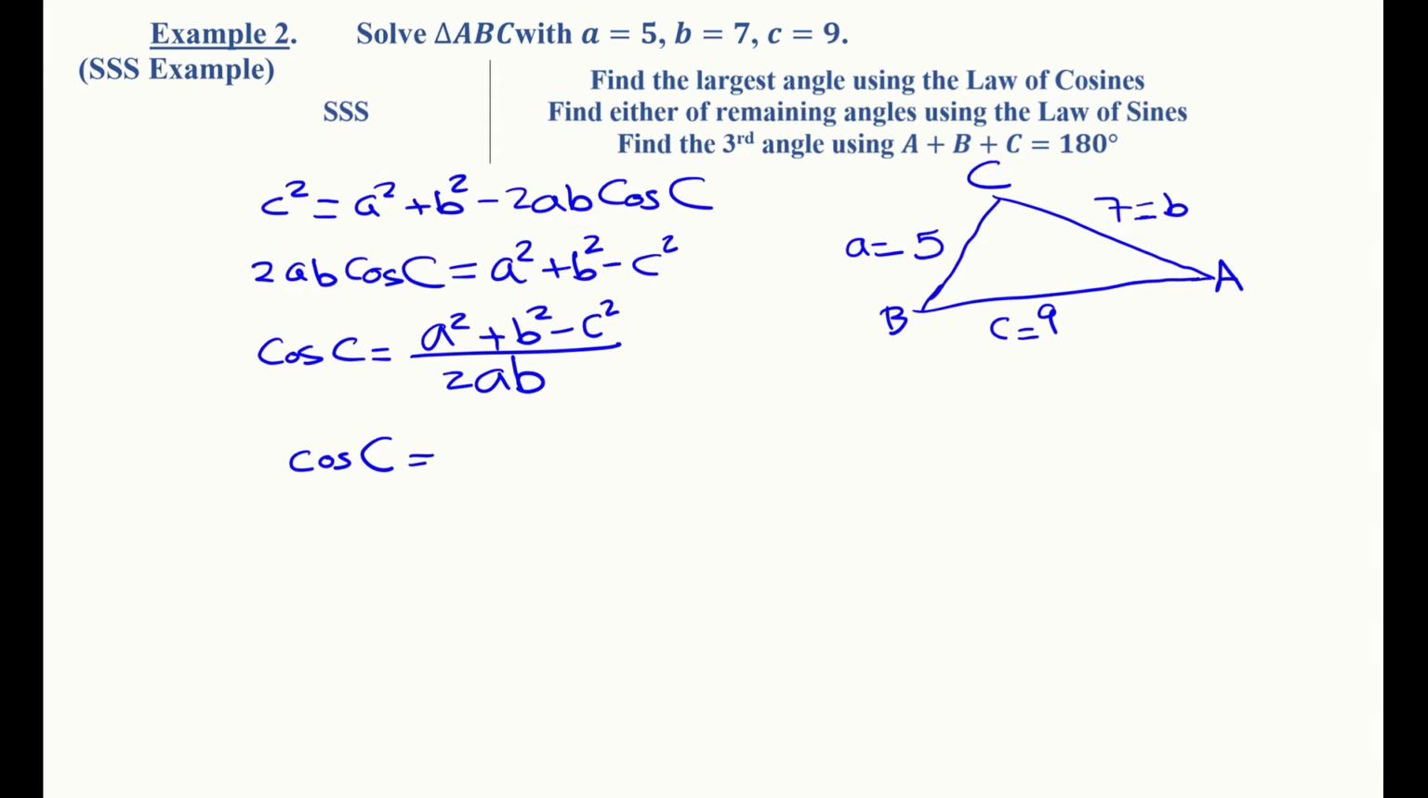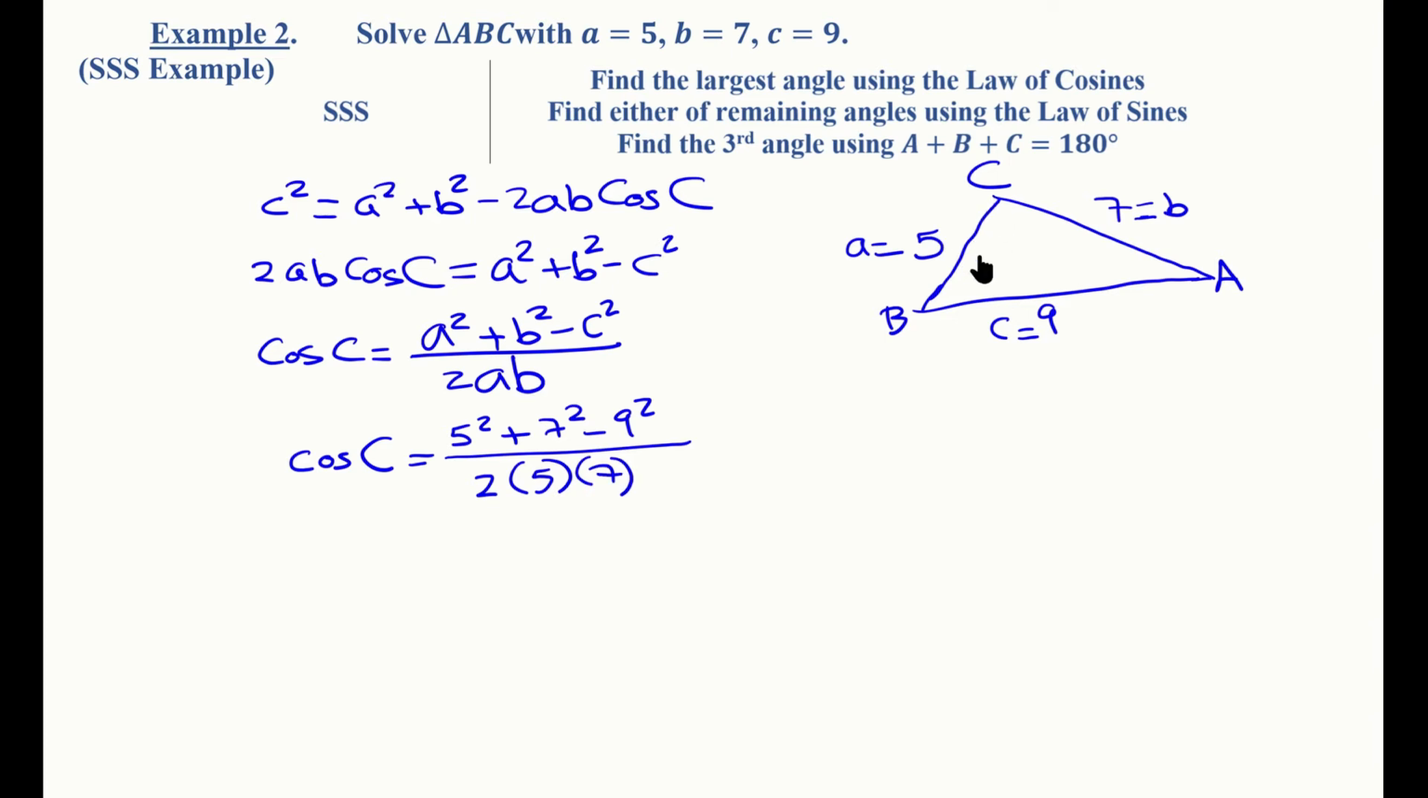Equals A squared, so 5 squared, plus B squared, which is 7 squared, minus C squared, which is 9 squared, and then over 2 times A, which is 5, times B, which is 7.